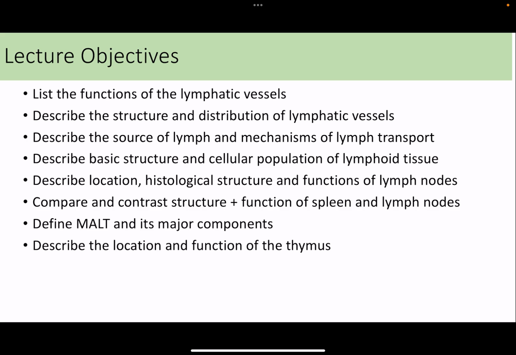We'll talk about the location, histological structure, meaning the tissue structure, and functions of lymph nodes. We'll compare and contrast the structure and function of spleen and the lymph nodes. We'll talk about something called MALT, which is mucosa-associated lymphoid tissue, and its major components. And then we'll talk about the thymus, which you guys are all already familiar with.